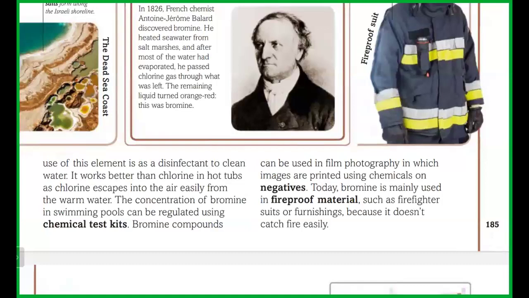It is better than chlorine in hot tubs, as chlorine escapes into thin air easily from the warm water, because its original form is a gas, so of course it can evaporate easily. The contamination of bromine in swimming pools can be regulated using chemical test kits. Bromine compounds can be used in film photography, in which images are printed using chemicals on negatives.